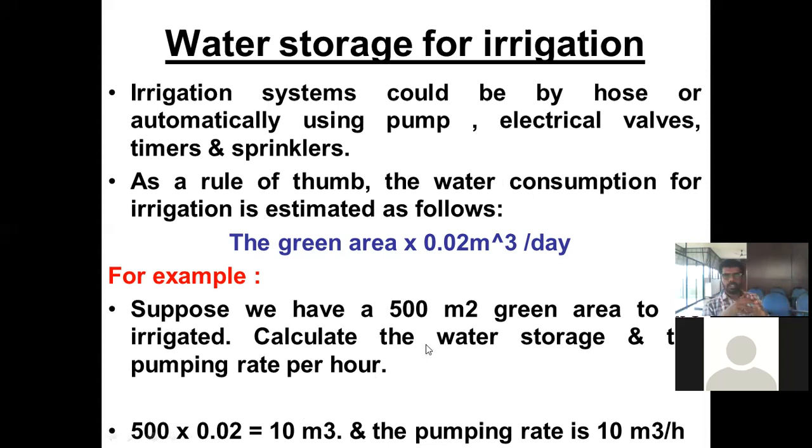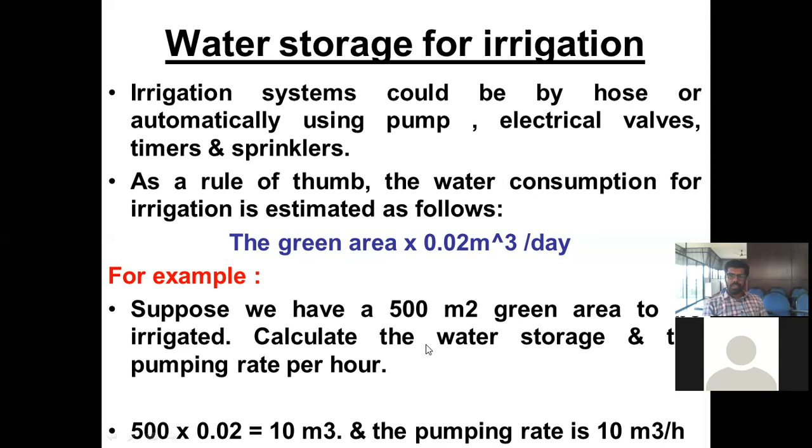So the water storage, or the tank capacity, in a day for a 500 square meter area is 10 meter cube. You have to supply that much water, and the pumping rate can be 10 meter cube per hour. It depends: if you want to store 10 meter cube in 1 hour, you can use that rate. So normally the pumping rate is 10 meter cube per hour.